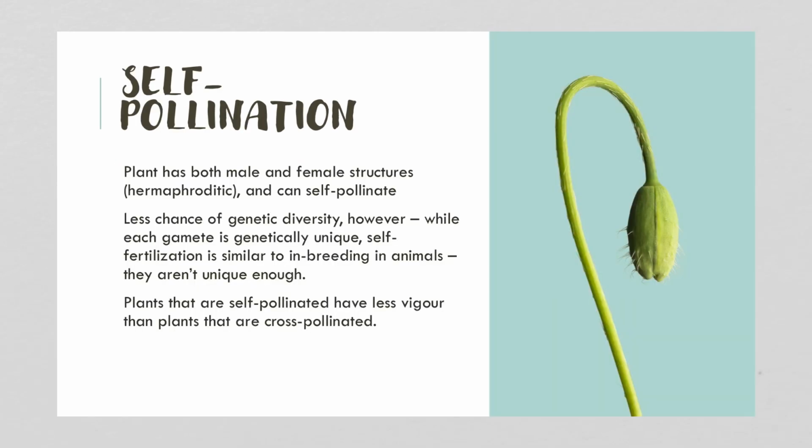plant. So some plants have both male and female structures, so they would be hermaphroditic, and they have the ability to self-pollinate. However, there's less chance of genetic diversity. So while each gamete would be genetically diverse or unique, it would be very much like inbreeding. So the self-fertilization won't provide enough genetic diversity, so they're not unique enough. So plants that are self-pollinated usually have less vigor than plants that are cross-pollinated.